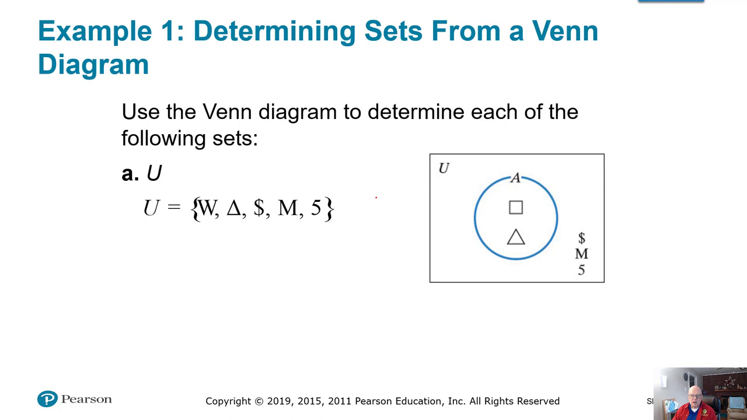So there's your universal set, everything that's inside the rectangle, every element that's inside. Take a second and take a look at it. Wait, what? That's sort of weird. Triangle, 5, M. Where's the W? Am I missing something? There should be 5 things there. There's the 5, the M, dollar sign, triangle.